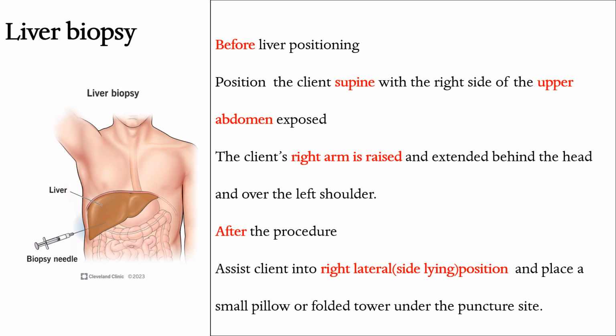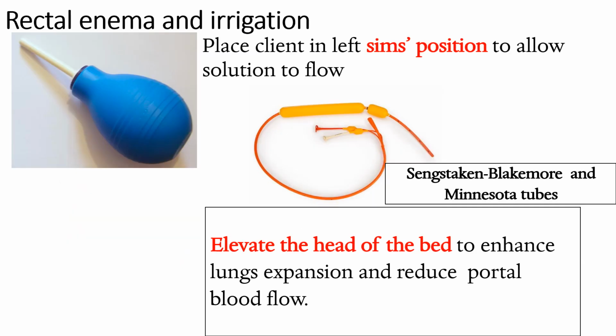Before liver biopsy, we place the client supine with the right side of the upper abdomen exposed so that the doctor can see what they are working on. The client's right arm is raised and extended behind the head and over the left shoulder. After the procedure, we place the client in right lateral sidelying position and place a pillow or folded towel under the puncture site to reduce bleeding and to provide pressure to that area.